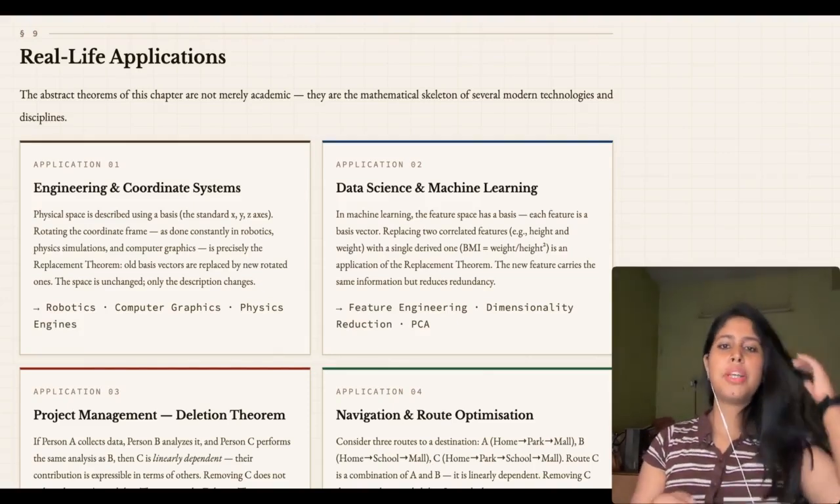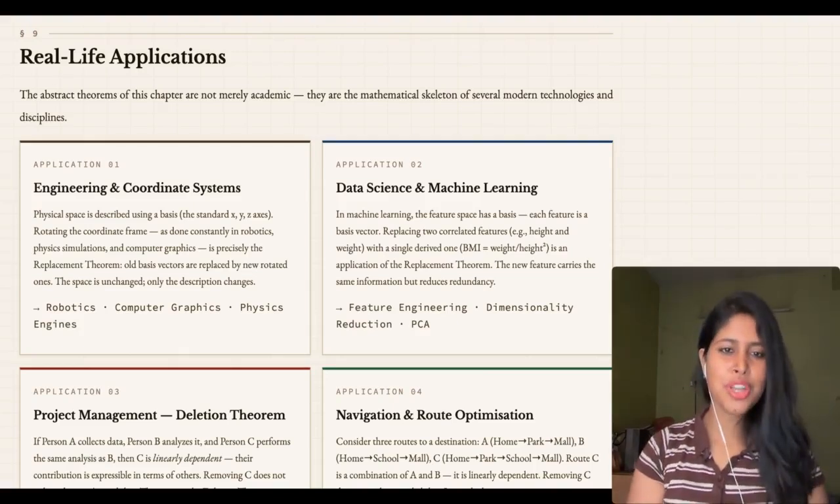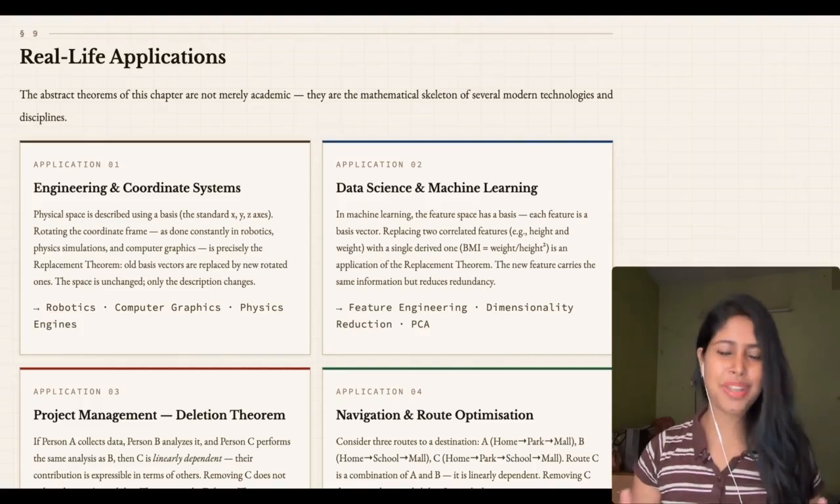Okay, now coming to data science and machine learning. Data science is one of the subjects which I am going to learn too. So yes, that is something interesting for me.